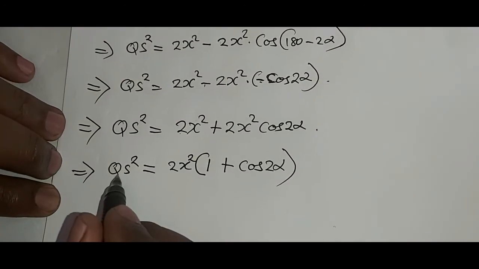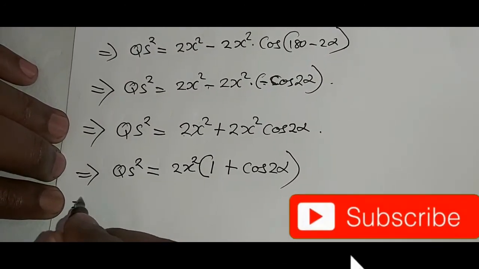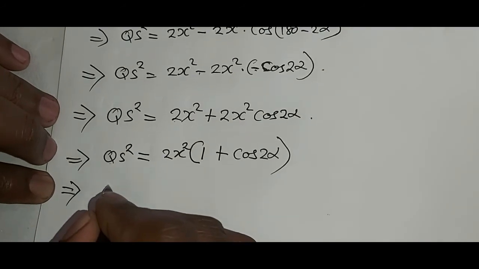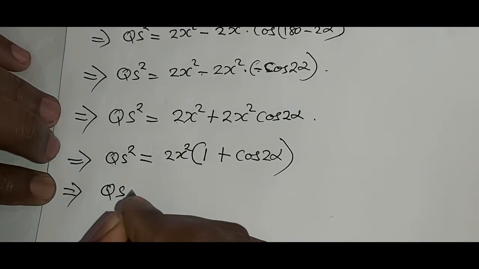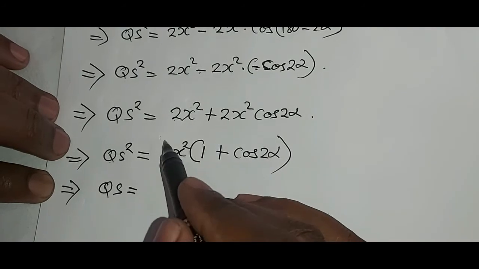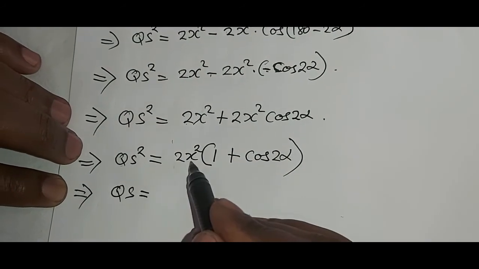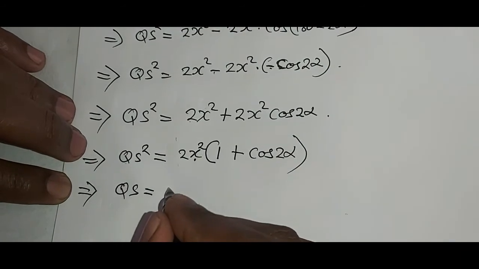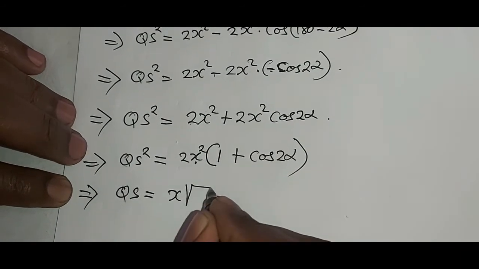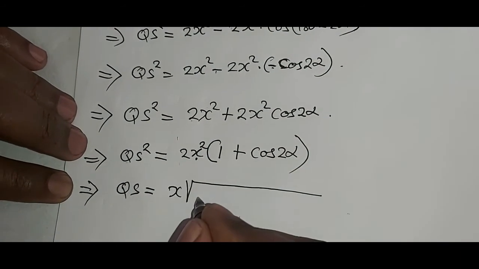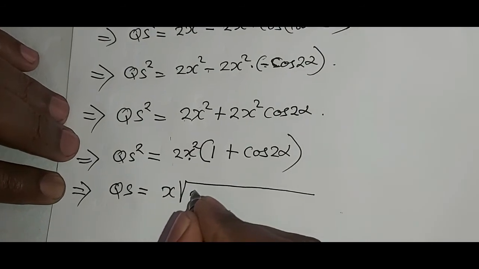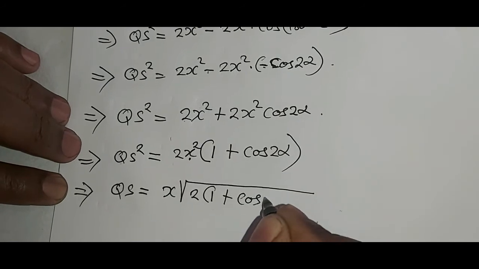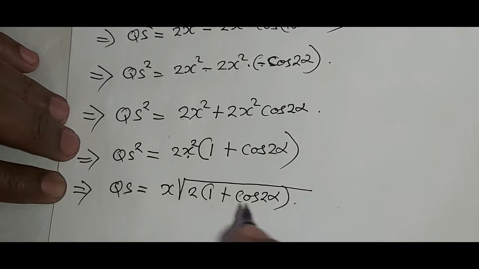Now when I make QS the subject, that is to say we square root both sides. If I square root this side, QS is equal to, I put a square root on this side, it means X squared becomes X. Therefore, it will be X into the square root of 2 into 1 plus cos of 2 alpha.